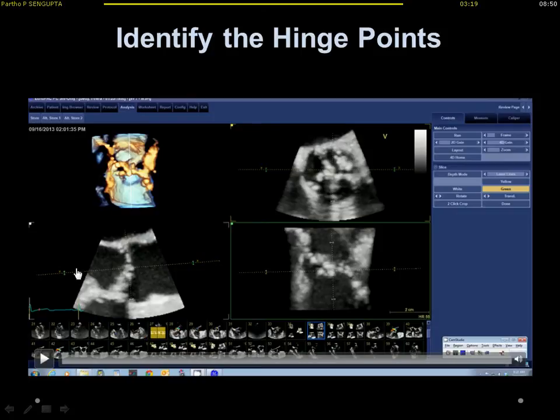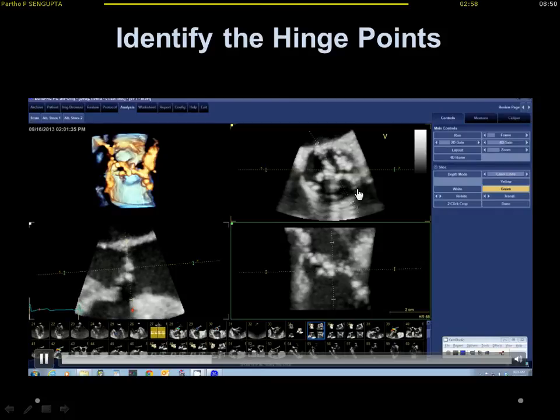So you have the 3D image which has been cropped in the 3-plane, and in this particular view you start off looking at the annulus. So this is the right coronary hinge point, and you are rotating this plane and trying to see the lowest point of the insertion to identify the hinge point.